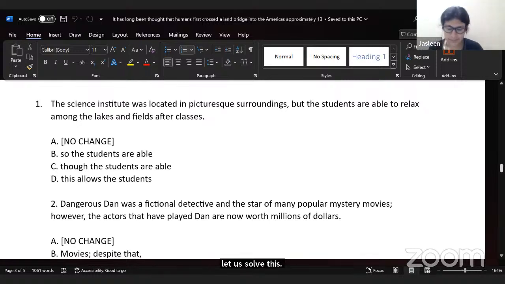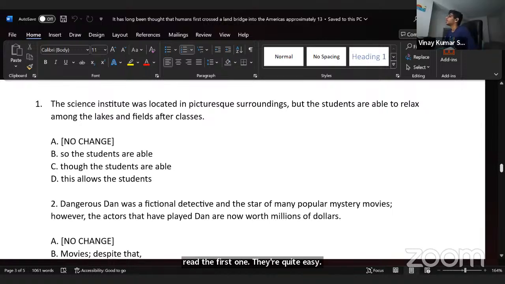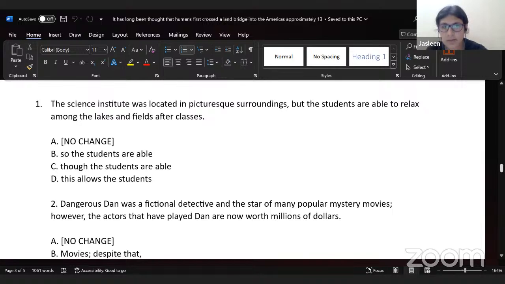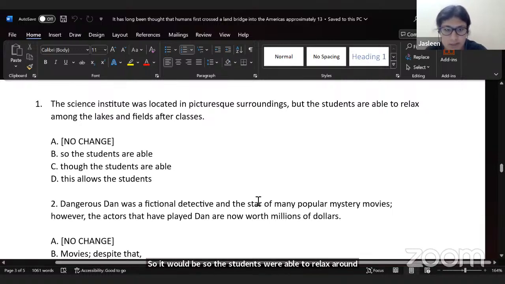Read the first one. They are quite easy. Science Institute was located in picturesque surroundings, but the students were able to relax among the lake and field after classes. B. Yes. The Science Institute was located in picturesque surroundings, but the students were able to relax among their lakes and fields after classes. Perfect.